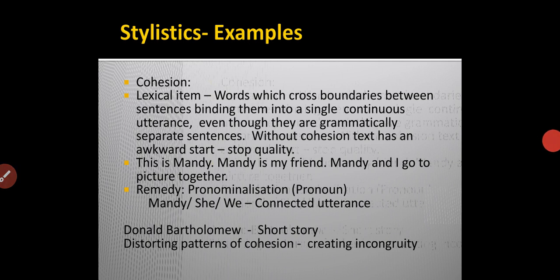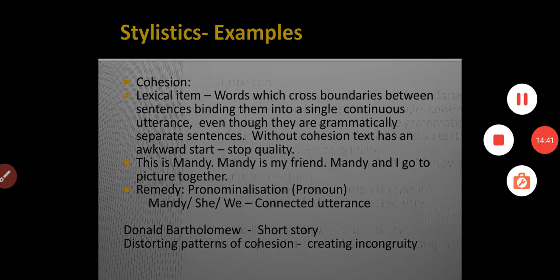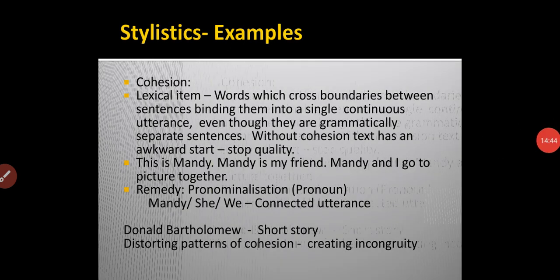There is another very commonly used linguistic aspect that can be applied to the interpretation of a literary text. That is cohesion. Cohesion is nothing but that which connects an idea to its preceding or succeeding ideas. Something that binds, that acts as a connective.